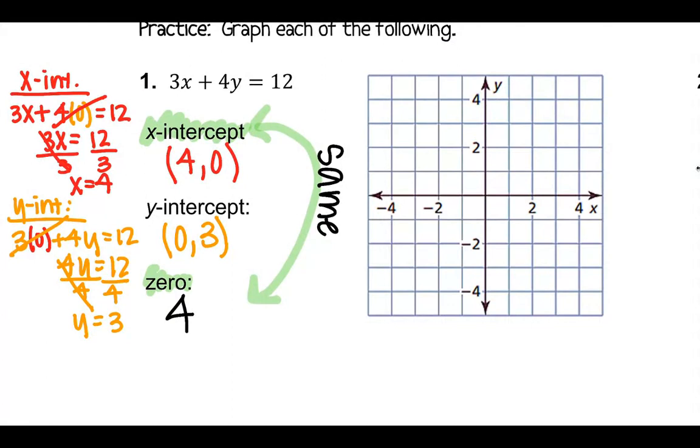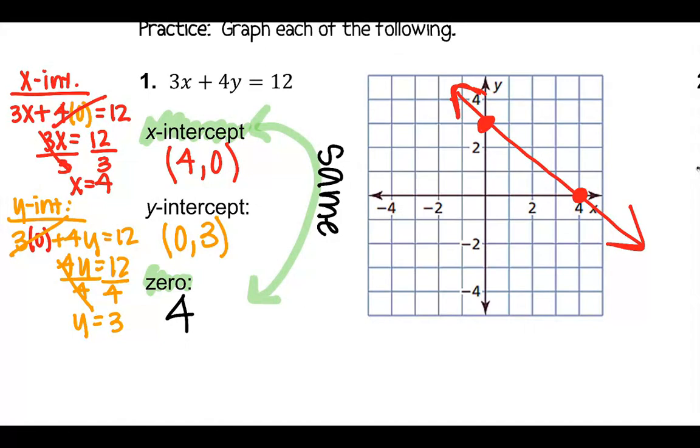Okay, so I have the intercepts. Let's graph. My x-intercept was (4, 0), so I'm going over positive 4, up 0, putting a point. My y-intercept, I'm going over 0, but I'm going up 3 and putting a point. Then you're just going to connect your dots, and there's our line. So there's one way to do it.